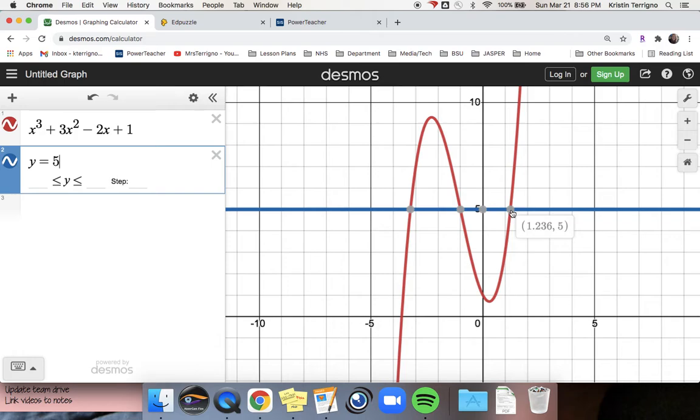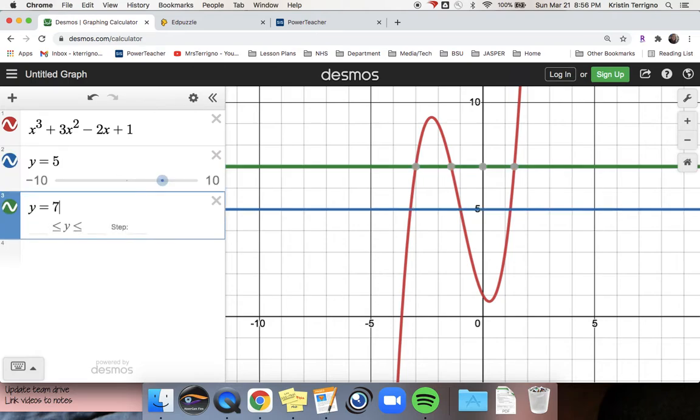Now, there's nothing special about 5. I just picked that because that happened to work. I could draw a line up here too. I could draw y equals 7, and that's going to do the same thing. But that's the largest number of times. I can't draw a line anywhere else and have it hit more than 3 times, okay? So the maximum number of times that the graph could be hit by a horizontal line is 3, which corresponds with the degree of the function.